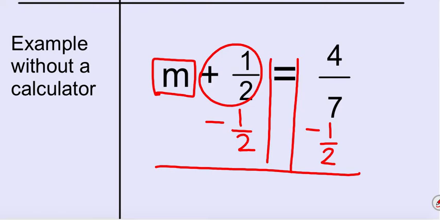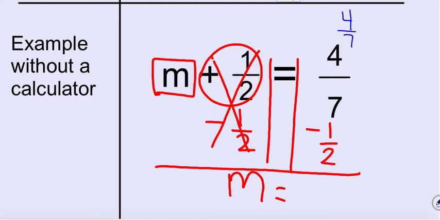Step 4 says to solve. When I solve a problem like this, the positive 1/2 and the negative 1/2 cancel out, leaving me just with the M. And on this side, I have the remaining problem, 4/7 minus 1/2. I am going to write that up here in a horizontal fashion instead of vertical. Many kids find this to be an easier way to see the problem because it's easier for them to find common denominators. I know that both 7 and 2 go into 14.